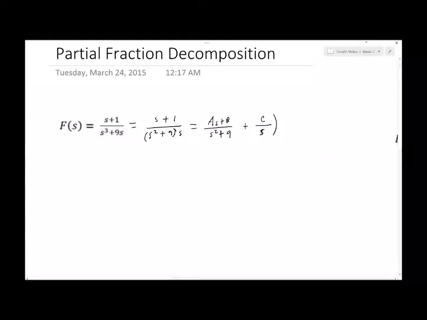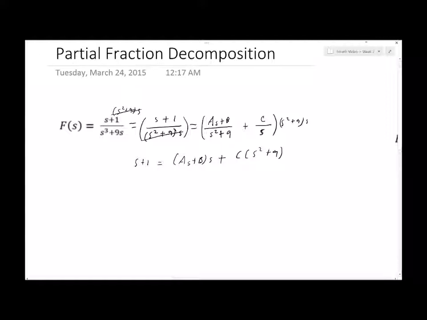Now we'll multiply the whole thing by the denominator. Here we multiply this side by s squared plus 9 times s, and this side by s squared plus 9 times s. The denominator is going to cancel out on this side, and then we're left with s plus 1 equals as plus b times s plus c times s squared plus 9.